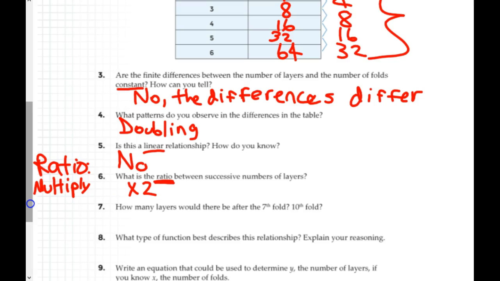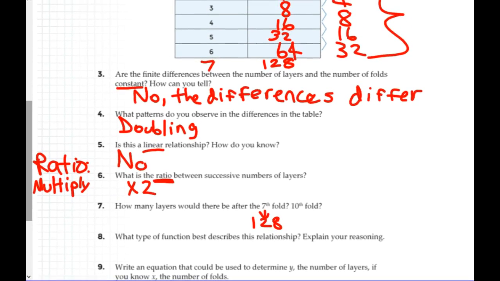Now, could we figure out the 7th layer? If we got 6 is 64, what would the 7th layer be? 128, right? You can just times it by 2 again. So the 7th is 128 layers. The 10th fold, we're gonna wait on that.